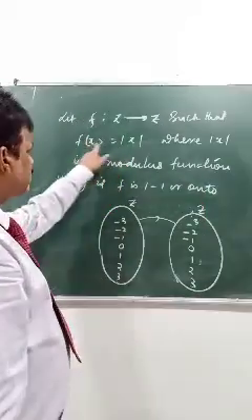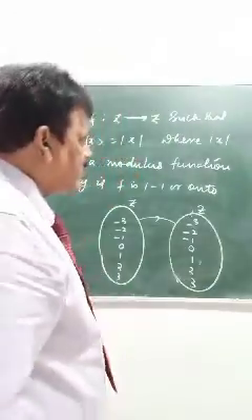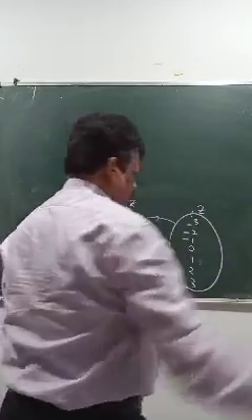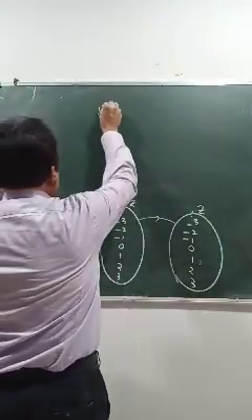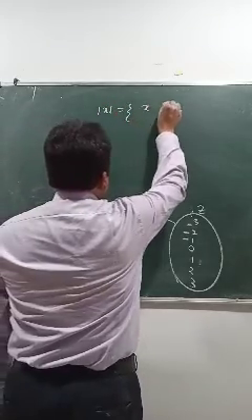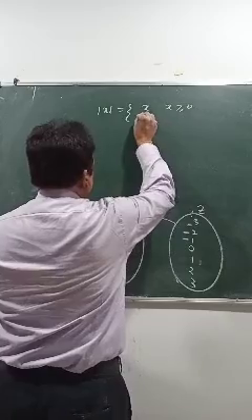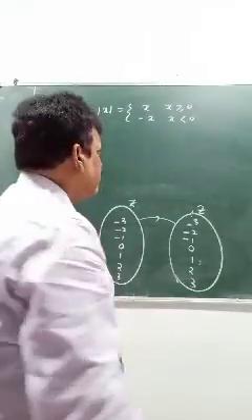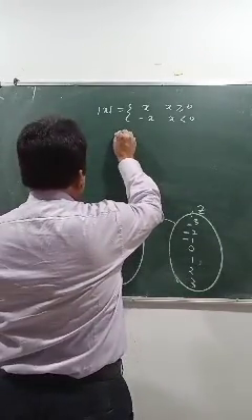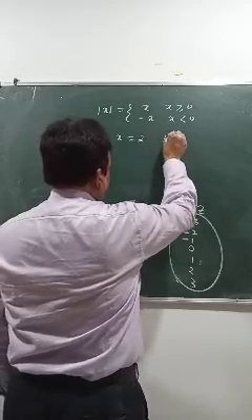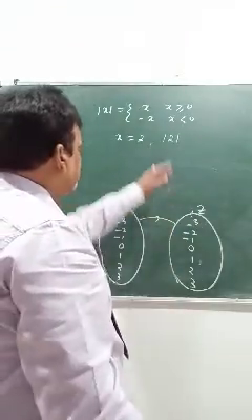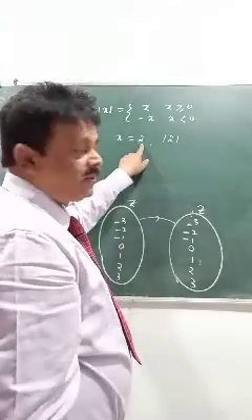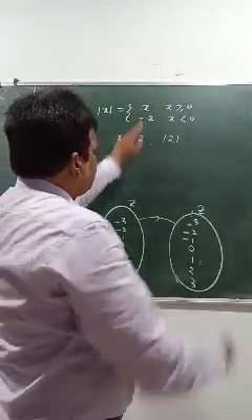Okay, now modulus of x. First you understand what is mod of x. Let me define it. Mod of x equals x when x is greater than or equal to 0, and minus x when x is less than 0. The meaning is very clear. When you take 2, mod of 2 will be x, that is 2, since 2 is greater than 0.